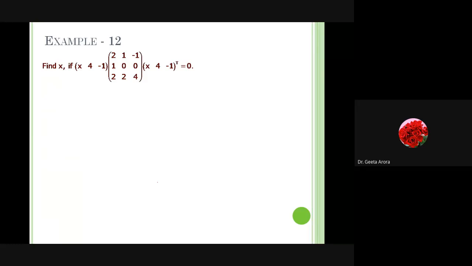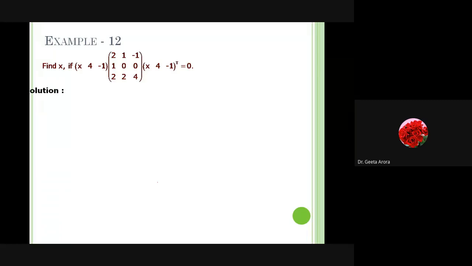Let's start with the next question. Here you have to find out x. Again we have a similar question as we have done previously. But here it is given that the product of 2 into the transpose of 1 is equal to 0. Actually, either the question will be based upon a rule to be verified, or something is given to find the values of x, or some unknowns are there to be obtained. So these types of questions can be framed.